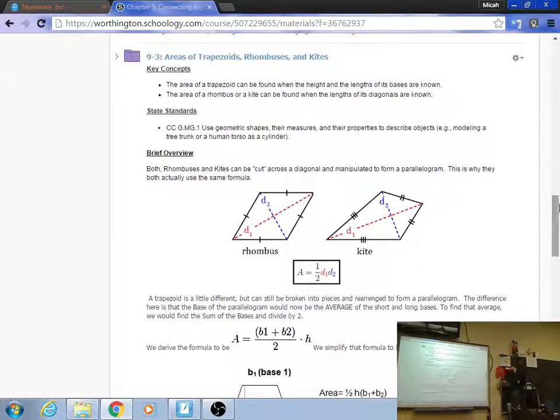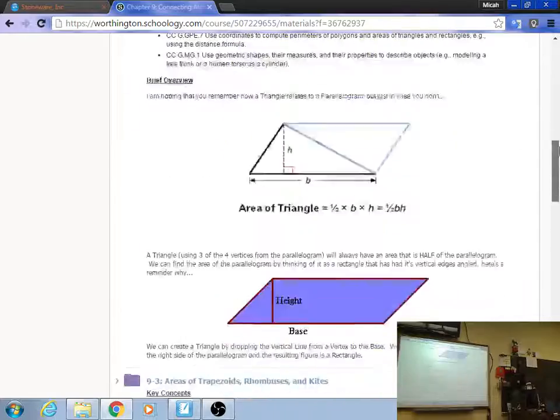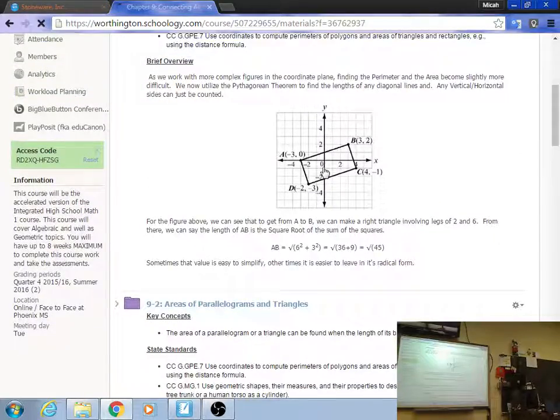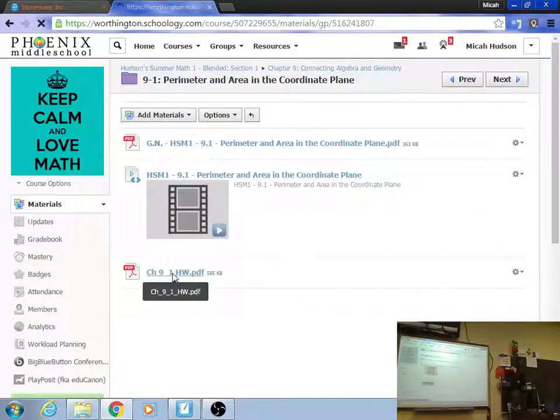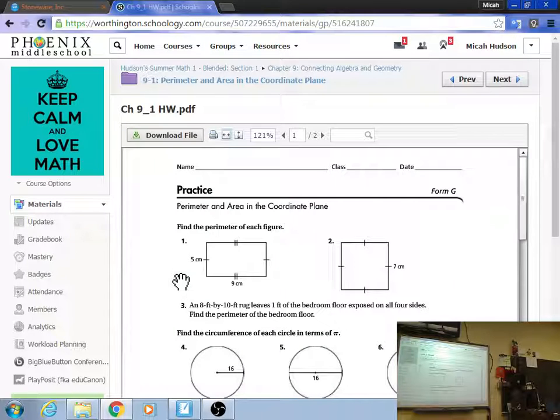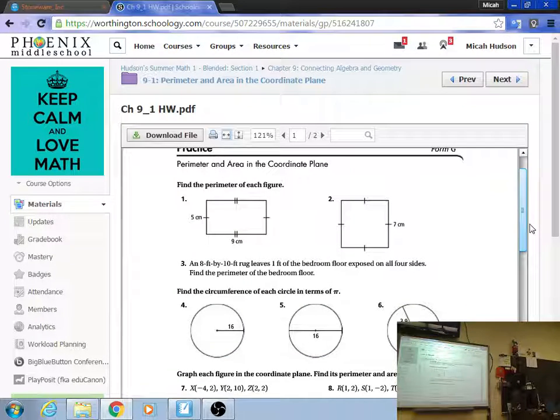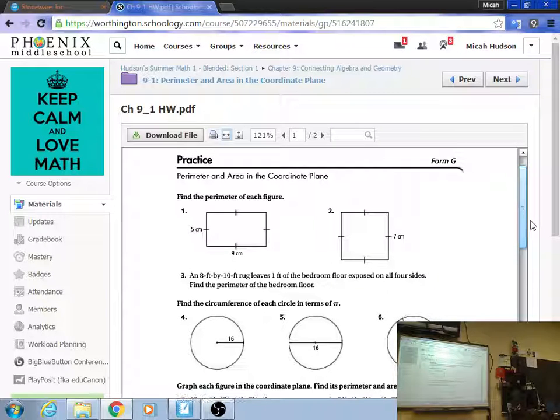9.3, areas of trapezoids, rhombuses, and kites. I'm actually looking on 9.1. 9.1, all right, let's back up. It's kind of weird with the homework answers. For this one, it says it's 28. For which number? Number 1. It says it's 28, but I've put 9 times 5. What's it asking you to find?